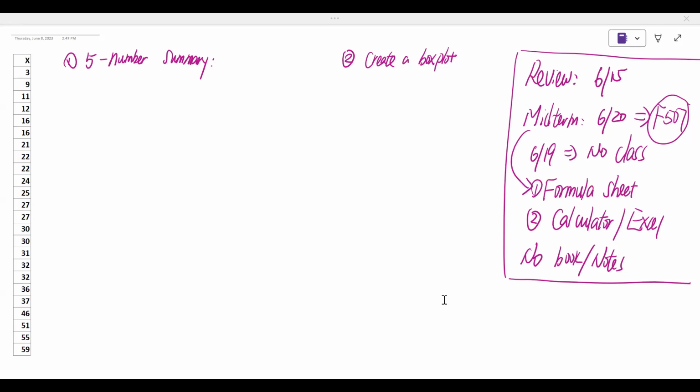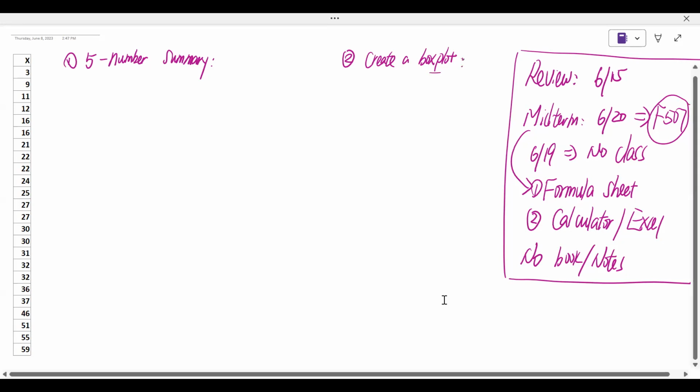Professor, do we have to draw a box plot too, or just find the numbers? Box plot, yes. Once you finish this, draw the box plot. Okay.